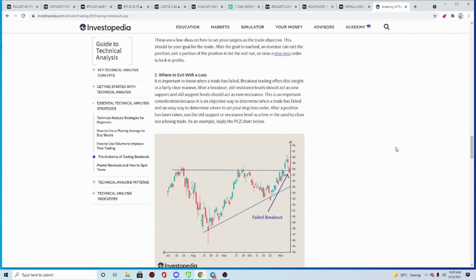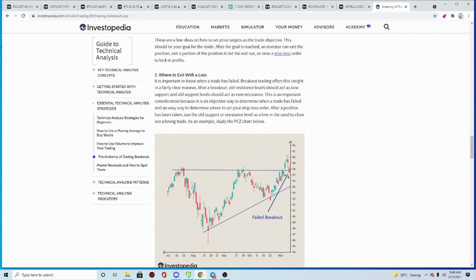An easy way to determine where to set your stop loss order after a position has been taken is to use the old support or resistance level as a line in the sand to continue or to close out a losing trade. As an example, down below. Okay, so right here, you can see that at about 57 points was the last support.